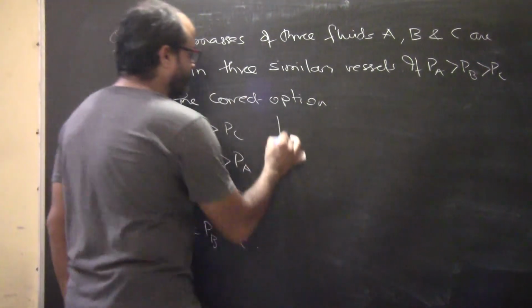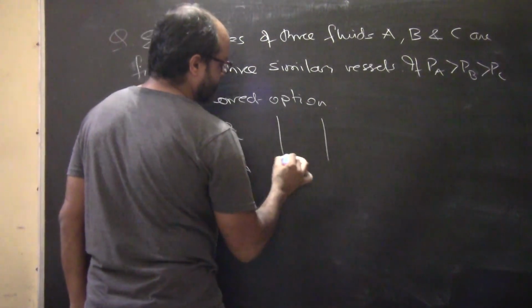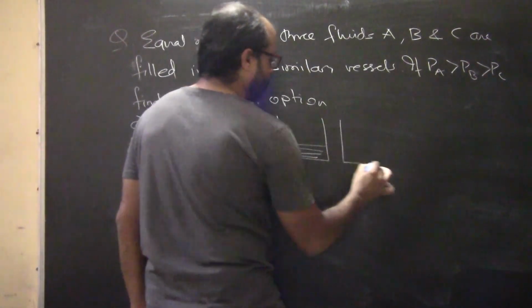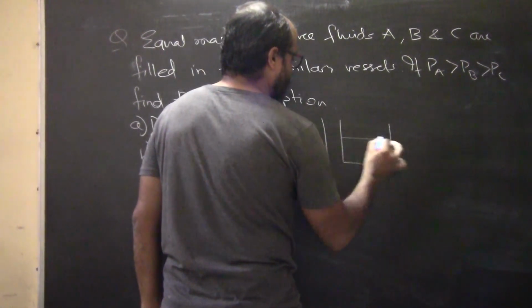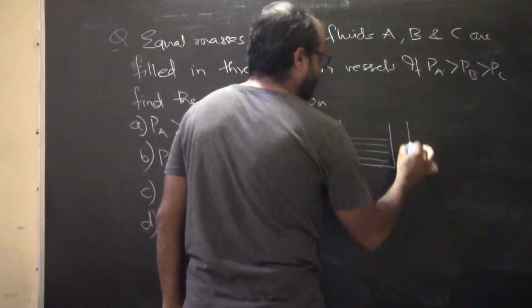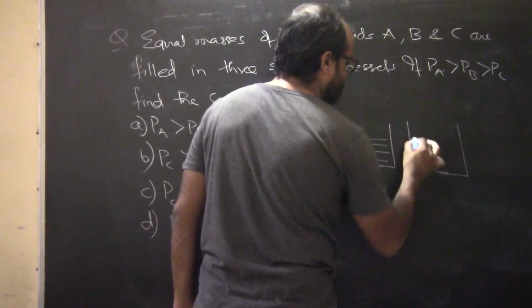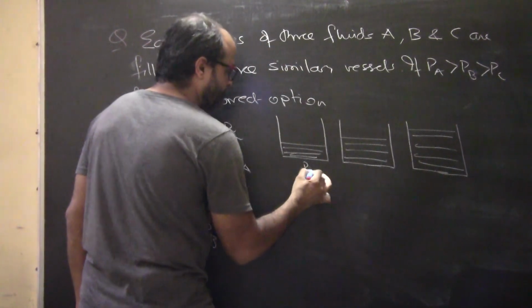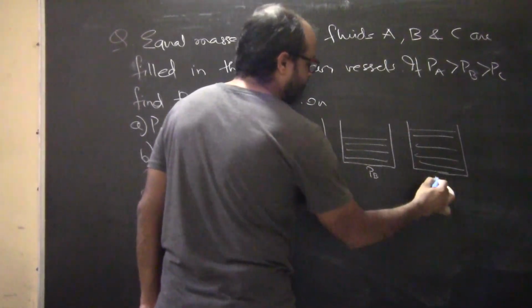So basically we have three vessels which are kept like this. The first vessel will have the liquid level till this one, the second vessel has liquid level till this one, and the third vessel has liquid level, let's say, till this one. So we are talking about PA, this is PB, and this is PC.